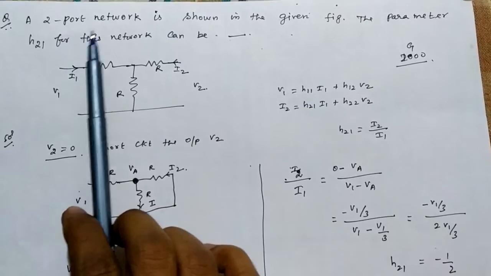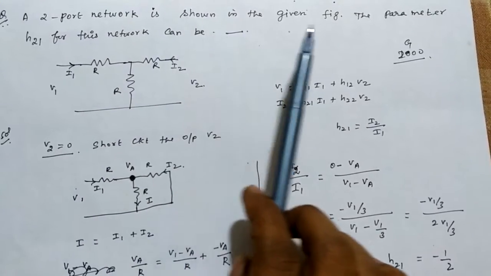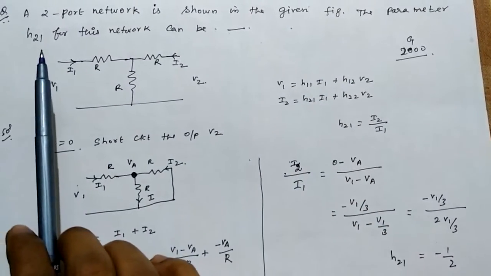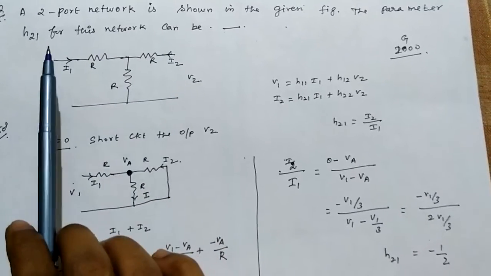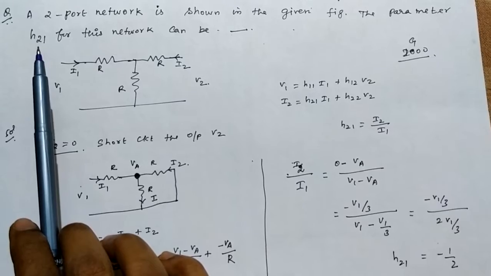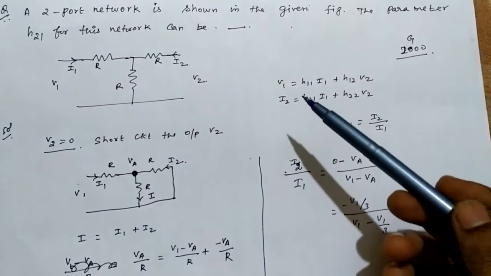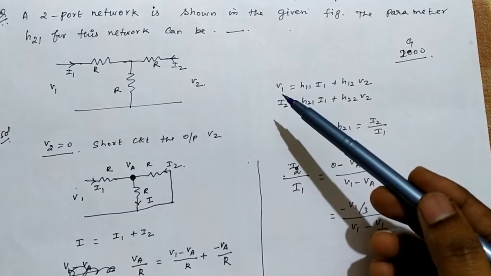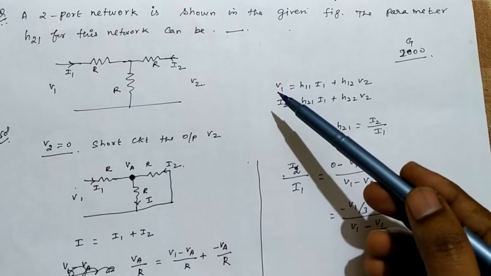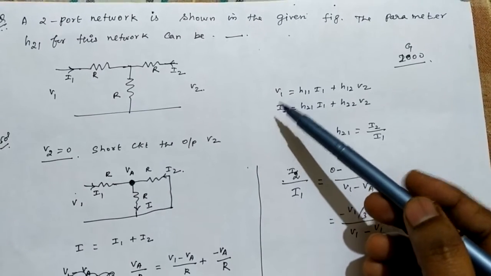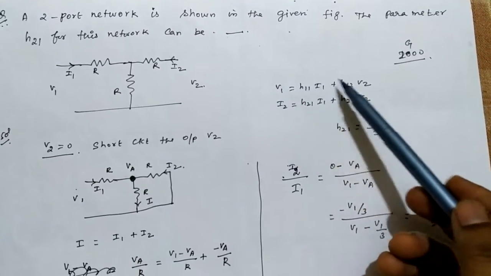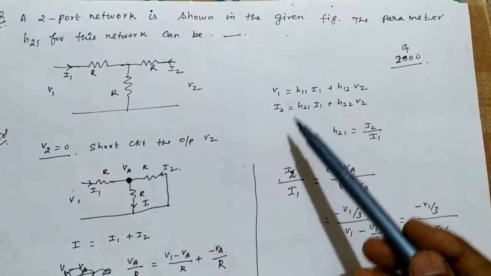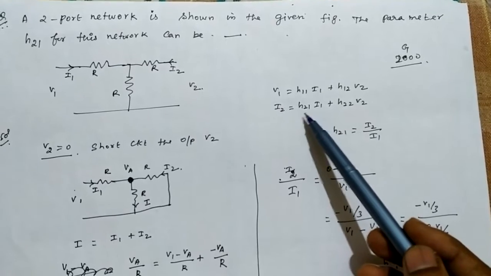A two-port network is shown in the figure. The parameter H21 for the network can be. So they were asking for the hybrid parameter H21. This is the standard format of the hybrid parameter equation: input voltage and output current. Hybrid parameters are input voltage and output current. So this is a relation. They were asking only for H21.